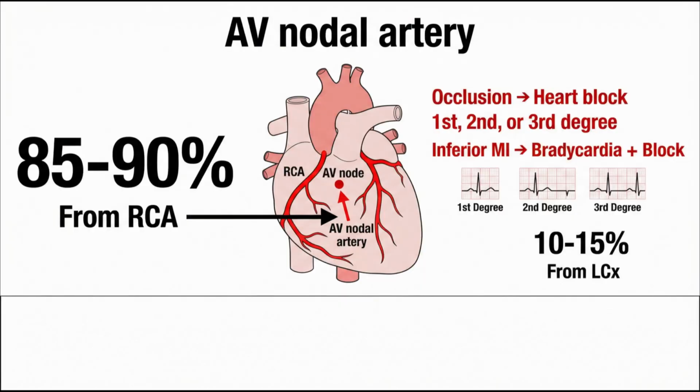The atrioventricular nodal artery supplies the atrioventricular node. In about 85 to 90% of individuals, it arises from the RCA, with the remainder originating from the left circumflex artery. Occlusion leads to atrioventricular conduction abnormalities, including first-degree, second-degree, or complete heart block. This is why inferior myocardial infarction is classically associated with bradycardia and heart block.